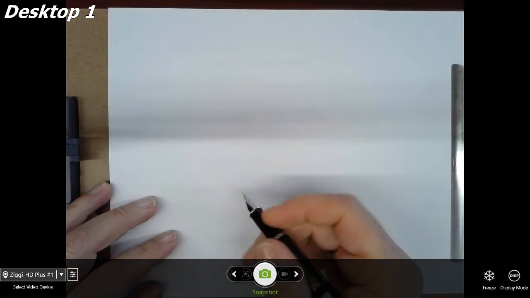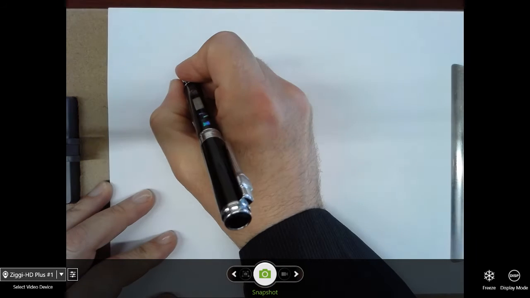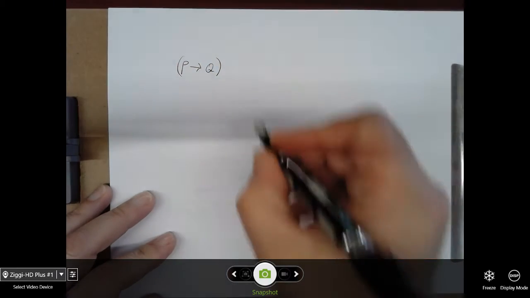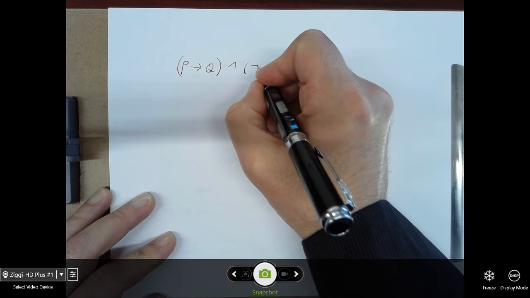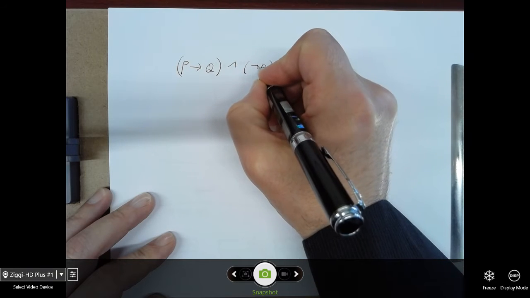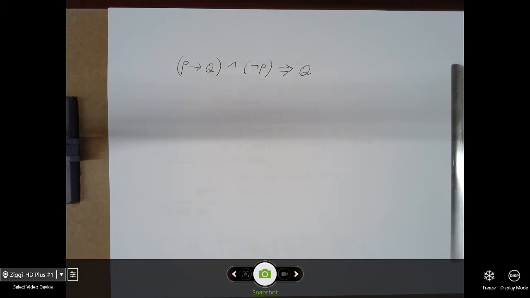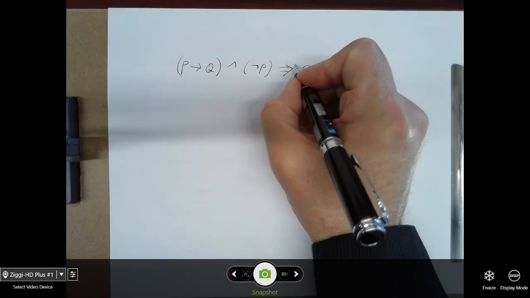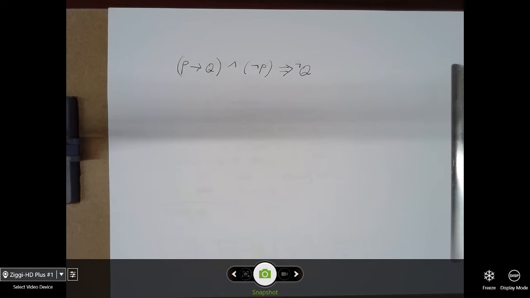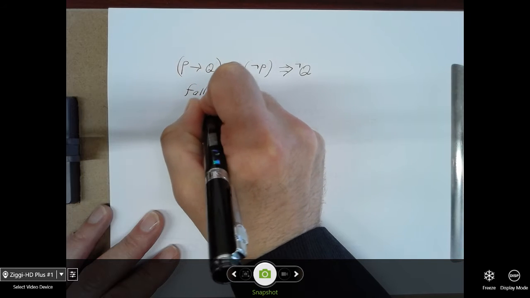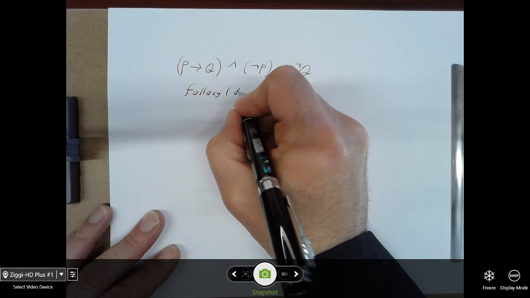So 3.4 is describing a fallacy, right? It's saying we're given if P then Q, and we're told not P. And the claim is that we can conclude not Q. So you're given if P then Q, and you're told P is false, and so you conclude Q is false. And this is not true. Okay, this is a fallacy. It's called the fallacy of denying the hypothesis.